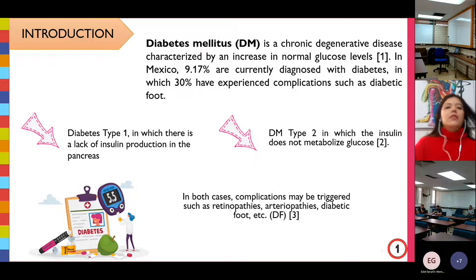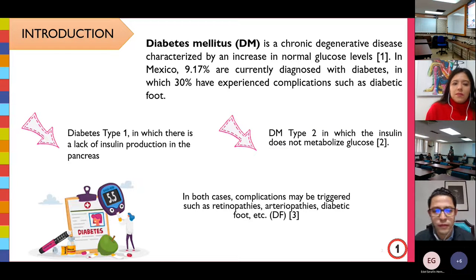Let's start. As an introduction, I would like to talk about diabetes mellitus, which is a chronic degenerative disease characterized by an increase in normal glucose levels. In Mexico, 9.17% are currently diagnosed with diabetes, of whom 30% have experienced complications such as diabetic foot.